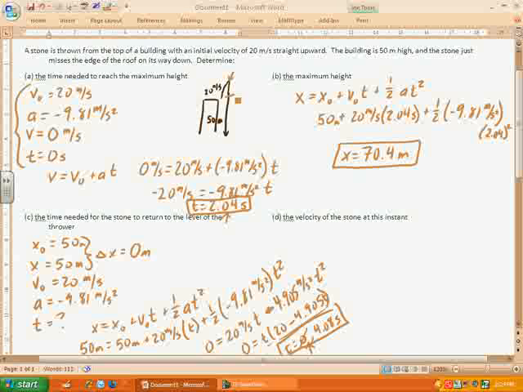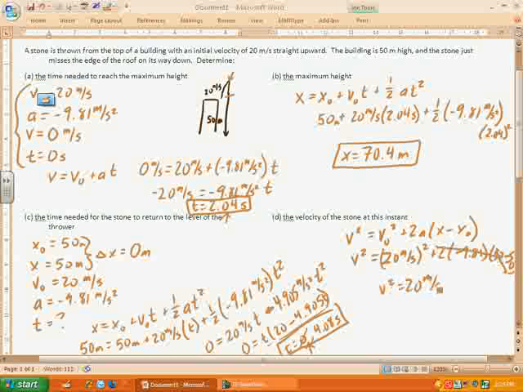So we need an equation that has final velocity in it. A nice one is probably this one right here: v squared equals the initial velocity squared plus 2a times (x minus x naught). Okay, and so that should be pretty straightforward. When you do that, v squared is equal to the initial velocity, which was 20 meters per second, squared, plus 2 times negative 9.81 times (50 minus 50), which is going to be 0, which means this whole term is going to go away. So v squared equals 20 meters per second, squared.